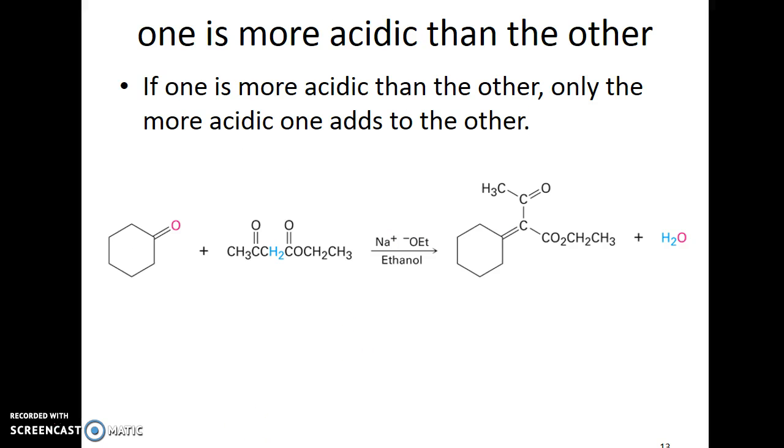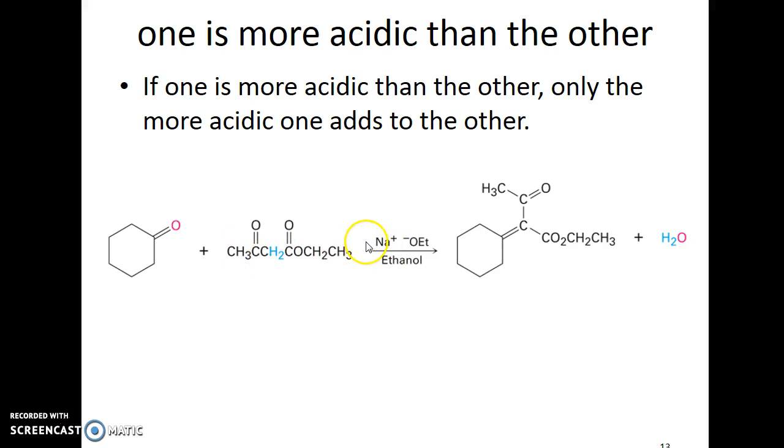Okay, you can also do a mixed aldol if you have one more acidic than the other. Now, till now, we've been talking about equilibrium concentrations rather than complete deprotonation. But if you want the aldol condensation to go with two different ones and one is significantly more acidic than the other, what you can do is choose the one that you want to be the nucleophile and make it be the nucleophile by deprotonating it only. So let's look and see what I'm trying to explain to you. This right here is more acidic than this.